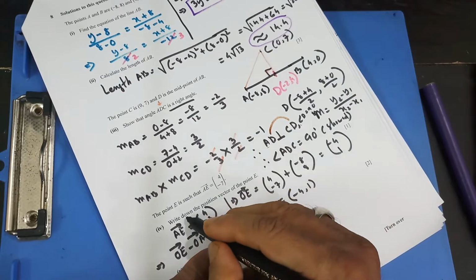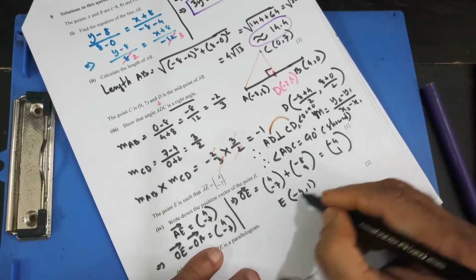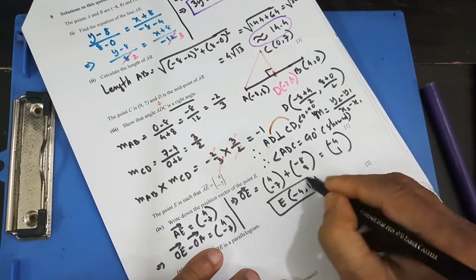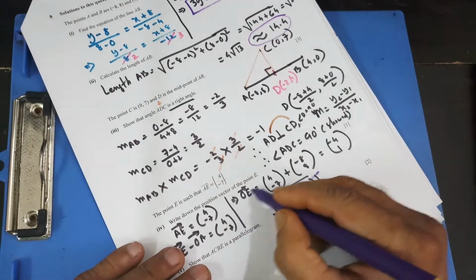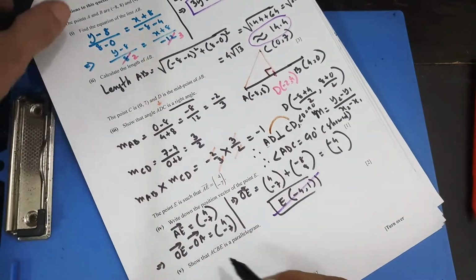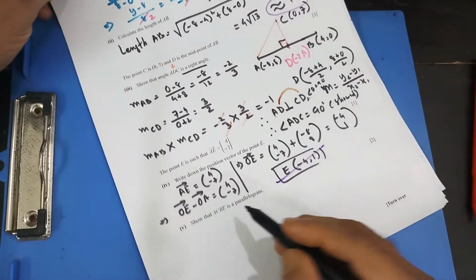It says write down the position vector, so OE, that's fine. This is the coordinates, I don't need that. It says position vector, so I'll just cross that one out. Okay, position vector is like that. Show that ACB is a parallelogram.